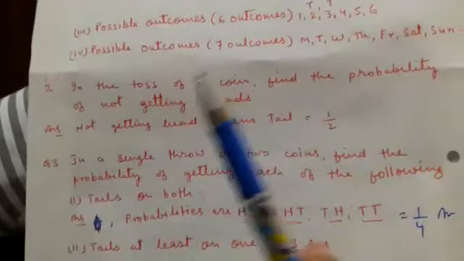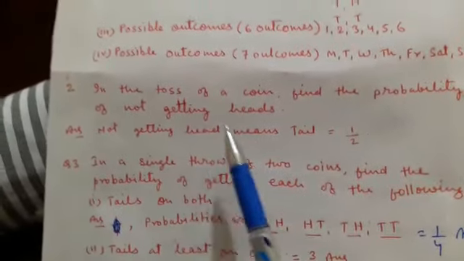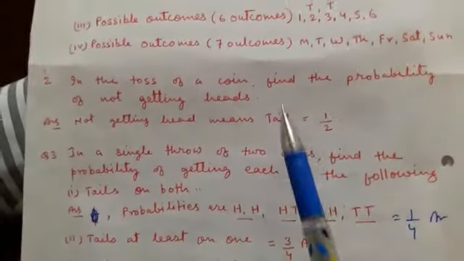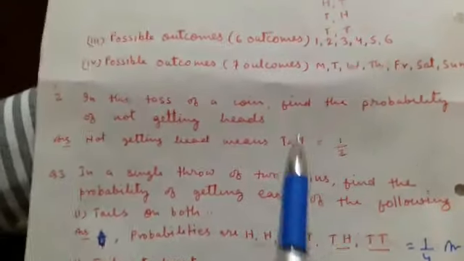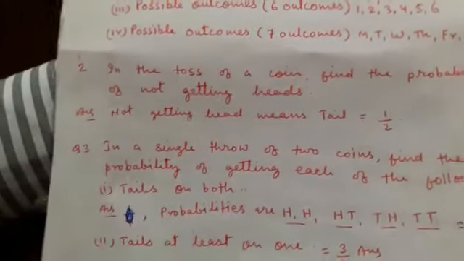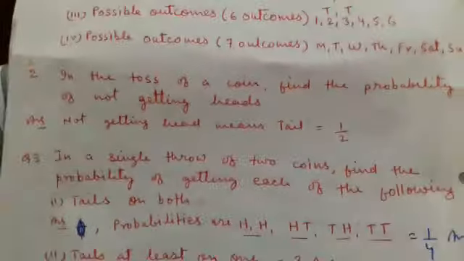Next question is, in the toss of a coin, find the probability of not getting head. Not getting head means tail. So how many tails are there? 1. And total outcomes, head and tail, there are 2 total outcomes. So 1 by 2 is the probability of not getting head.